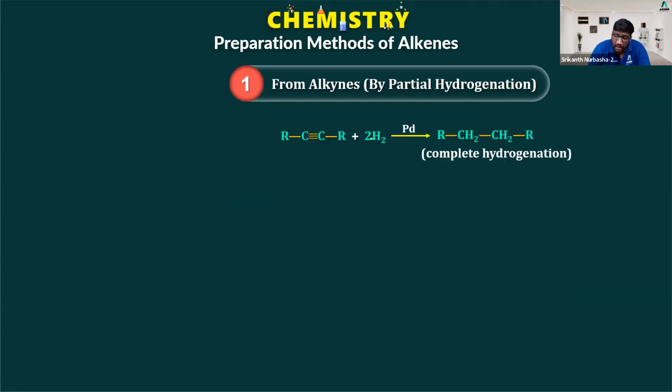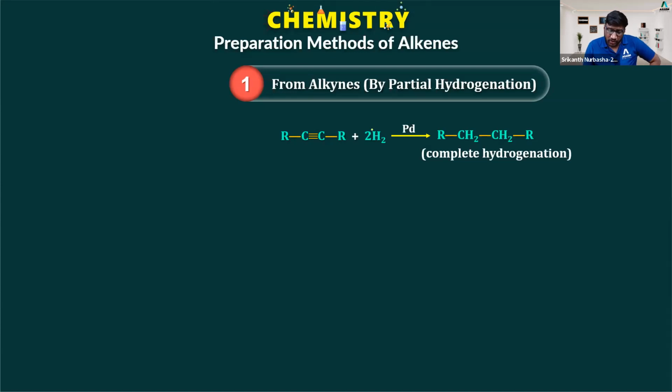RC triple bond CR plus 2H2 in the presence of palladium converts the alkyne to the respective alkane. The triple bond between two carbon atoms has now been converted to a single bond. The two hydrogen atoms have been added from the same side. Is hydrogenation in the presence of a metal catalyst a syn addition or an anti addition? Syn addition. So the two hydrogens are going to be added from the same side. Why? Because the adsorption is going to happen only when the hydrogens are added from the same side.